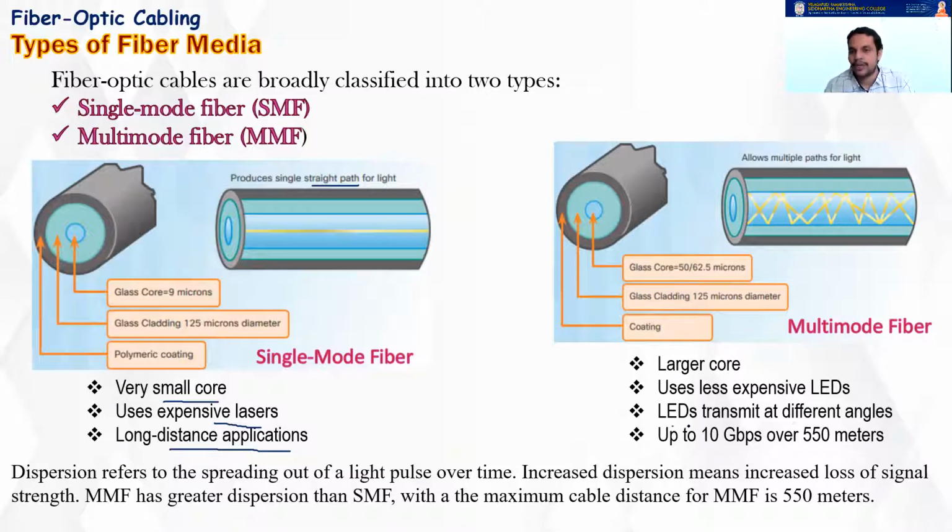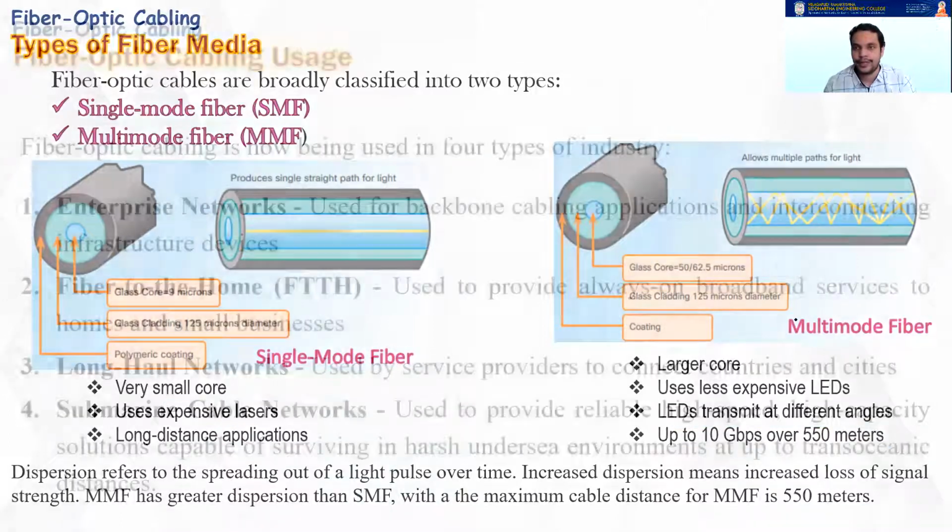So these LEDs are used, LEDs transmit at different angles, and it can also support up to 10 Gbps for 550 meters. And here we speak about a term called dispersion, which refers to the spreading out of a light pulse over time. Increased dispersion means increased loss of signal. Our MMF has greater dispersion than SMF, with the maximum cable distance for MMF being 550 meters. So MMF are used for short distance communications, whereas single mode fibers are used for long distance communications. And also the SMF can support higher bandwidths.